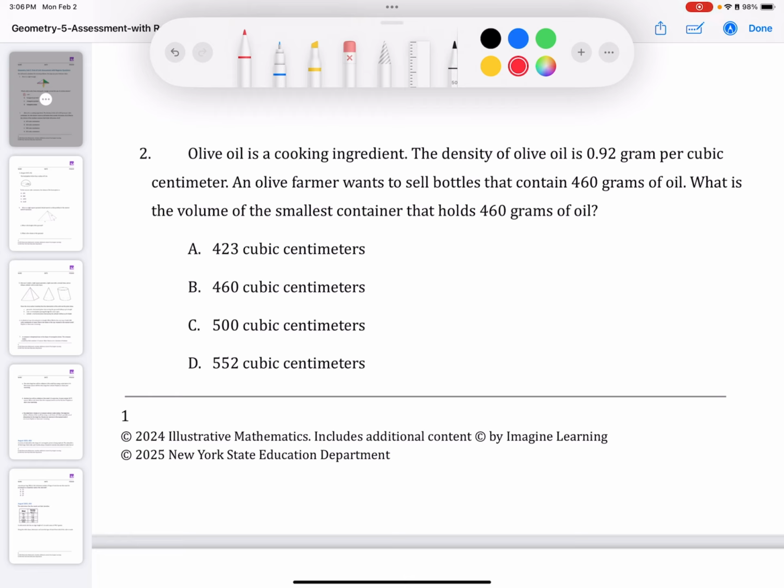Well, first, we want to create a table. And we're going to just list out some things we know and some things that we need to know. Let's practice annotating and finding out what's given. So they gave us the density here. They told us that 0.92 grams per cubic centimeter was the density.